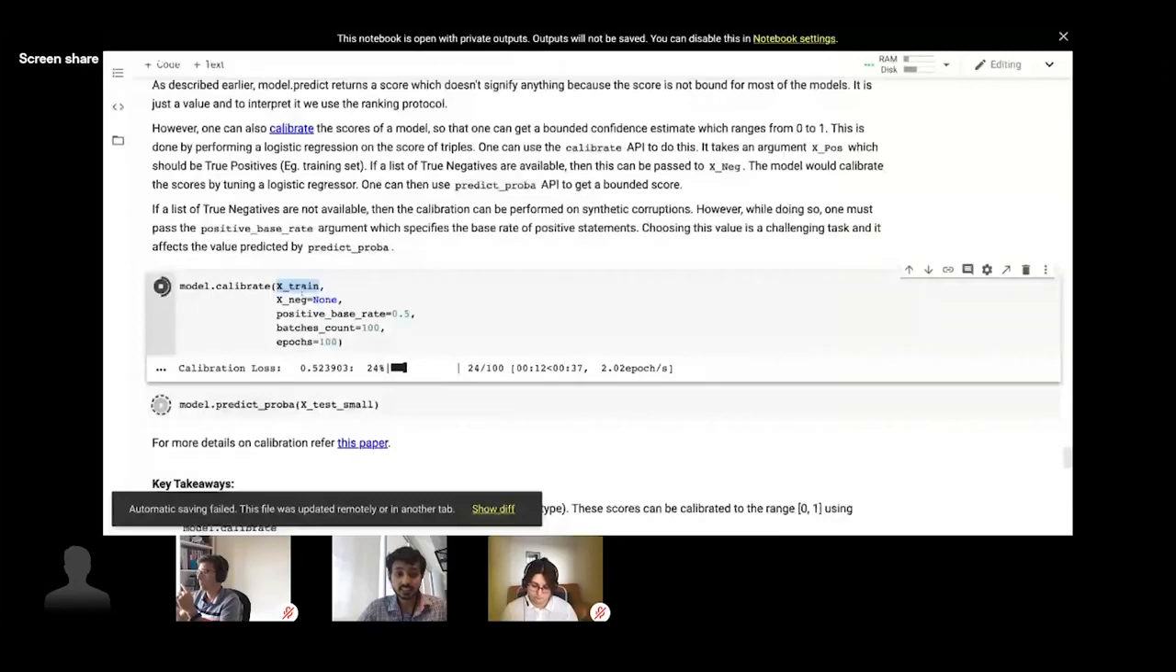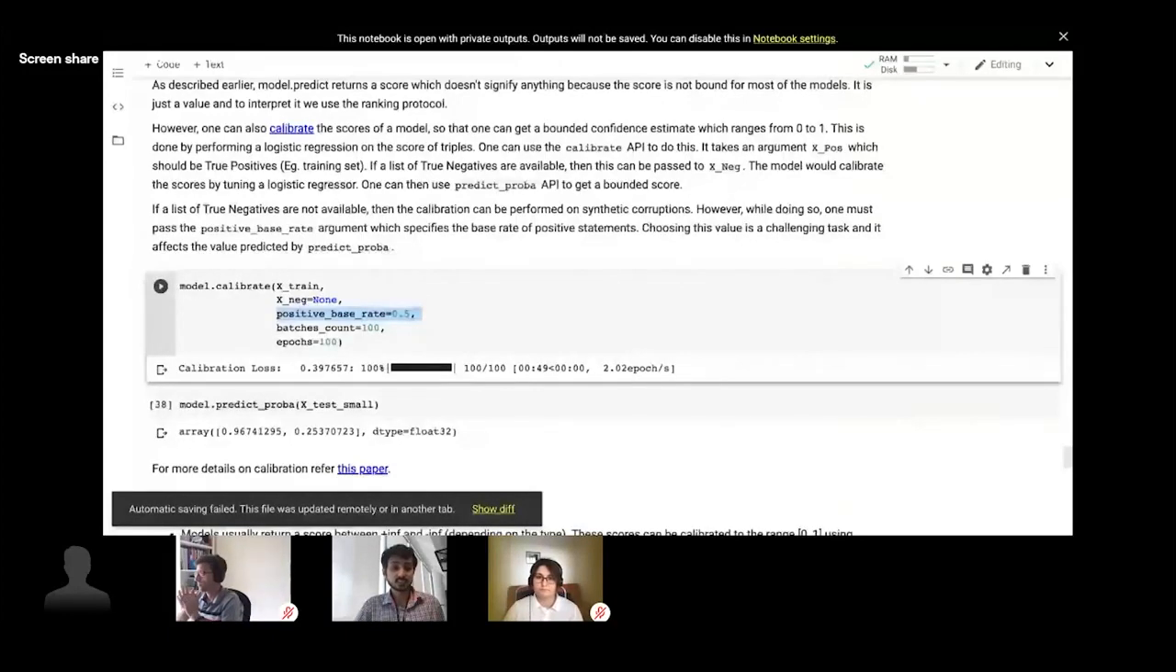But let's say you don't have negatives. Then you can use synthetic corruptions like earlier. But when you do so, you need to choose a hyperparameter called positive base rate, which is again a domain-dependent parameter, which you have to choose wisely. This basically specifies what percentage of your test set triples can be true. You have to look at your domain and think about how much of your test set, or the hypothesis that you are testing, can be true. And then you have to pass this.